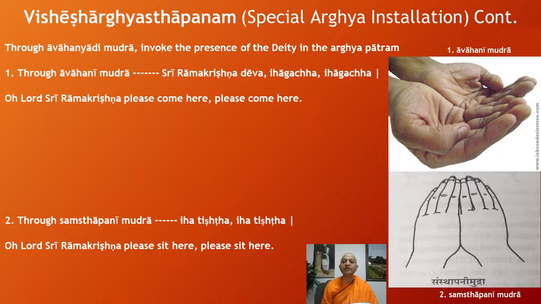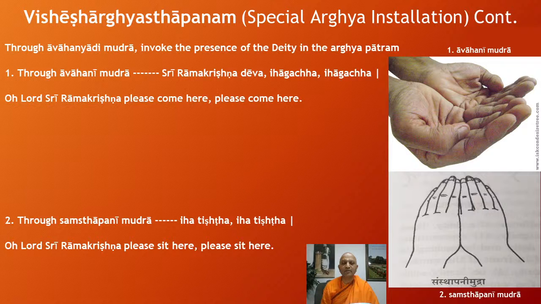The first is the Avahani Mudra. You can see one mudra there, the regular hand shown. That is the Avahani Mudra, inviting the Lord, and the mantra is also given with the first one, number 1. Through the Avahani Mudra, we tell the mantra: Sri Ramakrishna Deva, Iha Gaccha, Iha Gaccha. Agaccha means please come. The meaning is also given in the slide: O Lord Sri Ramakrishna, please come here, please come here. So we are inviting Sri Ramakrishna to the water in the conch.